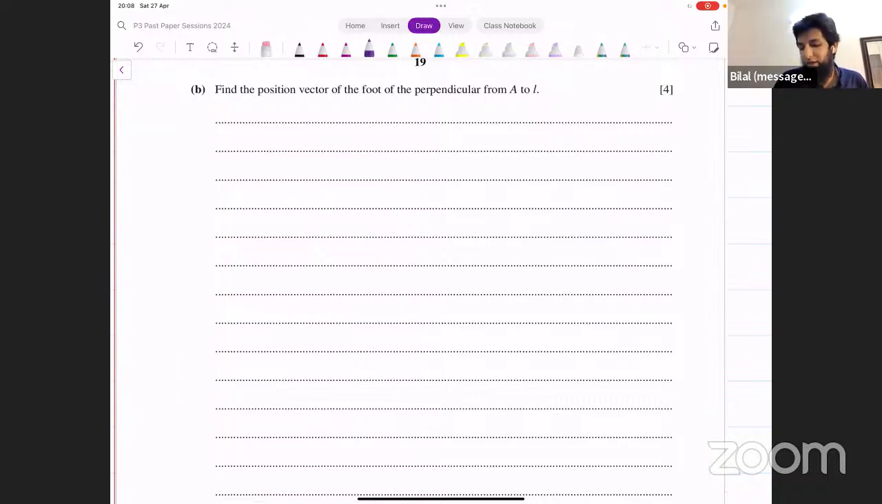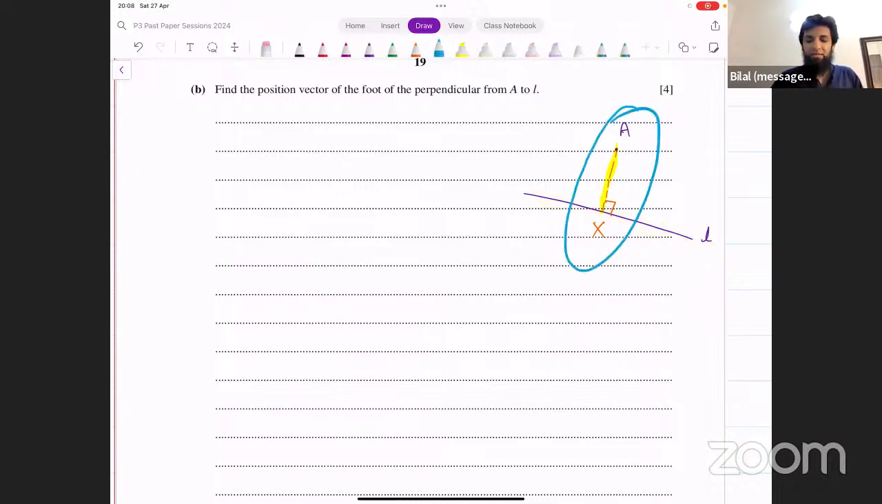Now, what does that mean? We've got a point A somewhere, and there's a line L. That line L is here, let's say. This point X is the foot of the perpendicular. We want to find the position vector of the foot of the perpendicular. Now we use the standard method that we discussed for this. How do we start? We are going to use this idea that the vector AX is perpendicular to the line L, right? So first of all, we want to find the vector AX somehow.